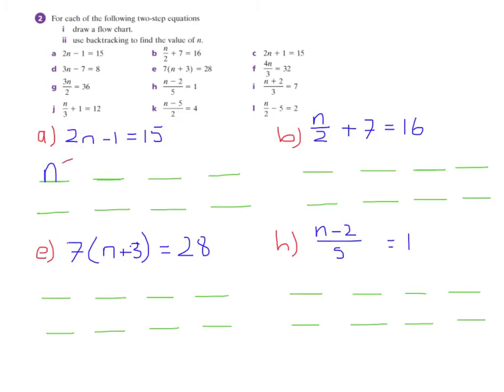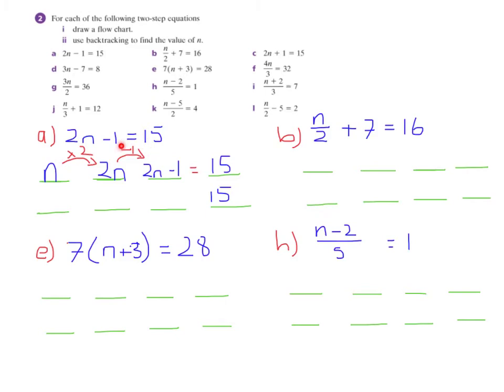So let's do times 2. So that gives us our 2n. Then we've got another step here. That was take 1. So we've got to do take 1. So here's our flow chart. So now we've got 2n take 1. And what did that equal? That equaled 15. So now let's do our backtracking. So I'm going to write 15 underneath. Okay, so what was our first backtracking one?